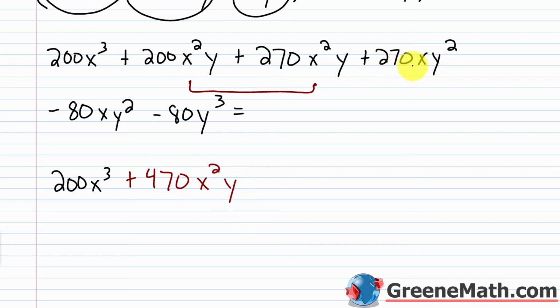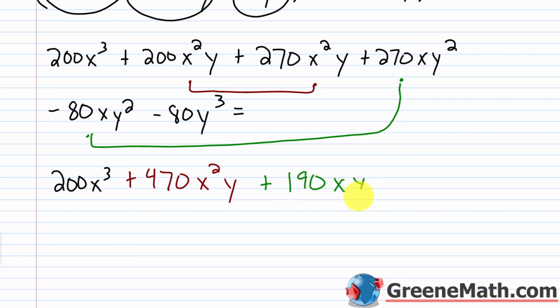Now I have 270xy squared and negative 80xy squared. So these are like terms. These and only these can be combined together. So 270 minus 80 is 190. So this would be plus 190xy squared. And then lastly, I have minus 80y cubed. Nothing I can combine with that. So my answer here is 200x cubed plus 470x squared y plus 190xy squared minus 80y cubed.